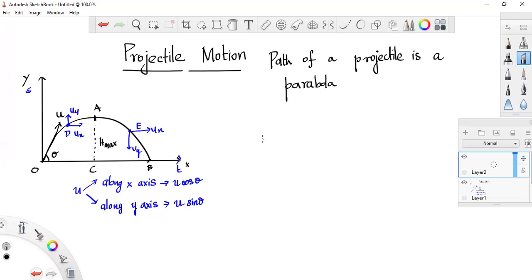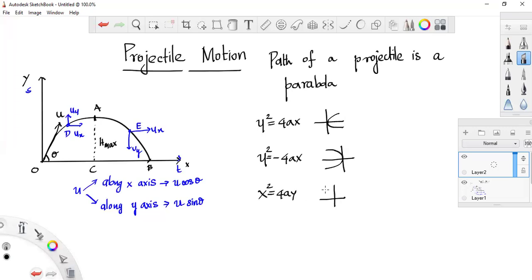அப்போ ஒரு parabola அப்படிங்கிறதுக்கு standard equation எப்படி இருக்கும்? It can be y square is equal to 4ax, which looks like this, or y square is equal to minus 4ax, that looks like this, or x square is equal to 4ay, which looks like an alphabet u, or x square is equal to minus 4ay, that looks like an alphabet here. So இது standard equations of a parabola.